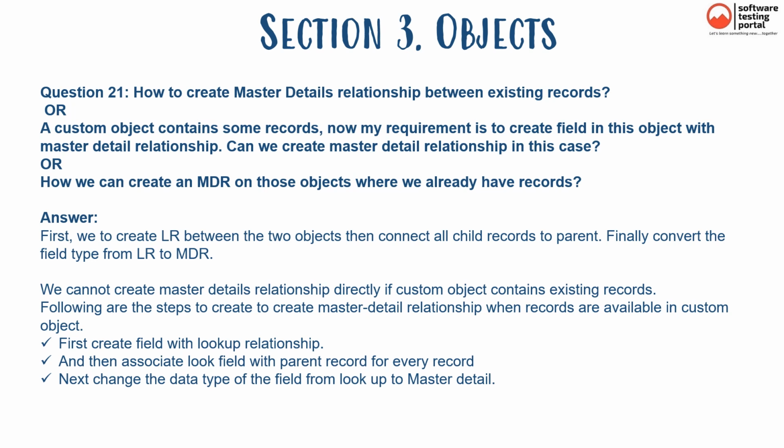So in order to accomplish this, first, we create an LR between the two objects, then connect all child records to the parent. Finally convert the field type from LR to MDR. We cannot create a master detail relationship directly if the custom object contains existing records. Following are the steps to create a master detail relationship when records are available in the custom object. First, create a field with a lookup relationship, and then associate the lookup field with the parent record for every record. Next, change the data type of the field from lookup to master detail.